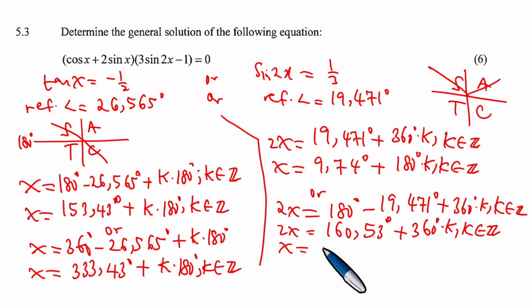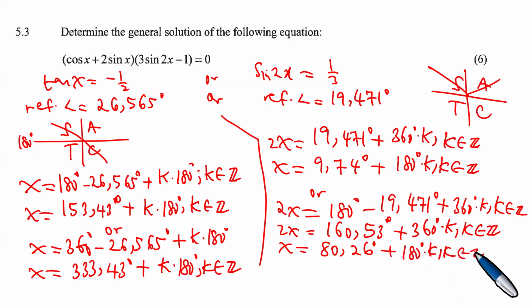Okay, dividing by 2 will give us 80.2645, which gives us about 80.26 degrees, plus dividing 360 by 2, which is 180 degrees times k, where k is an element of the set of integers. So that gives us the solution here. So we have got these answers there. Okay, so we're good.